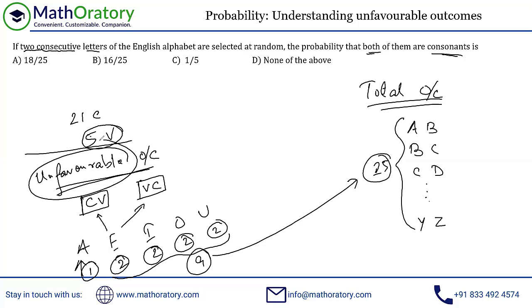So we're looking for the favorable outcomes, of course. So the answer will be 1 minus 9 by 25, which is 16 by 25. Or simply put, out of the 25 cases, 9 cases are not allowed, so 16 are allowed. So the answer is option B. Pretty straightforward question. This is the importance of unfavorable outcomes or complementary events in probability. If you understand this, it becomes a little simpler to solve these kinds of questions. I hope everything was understood for this particular question.